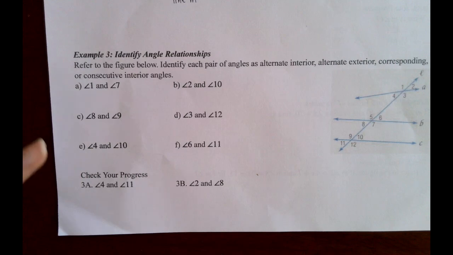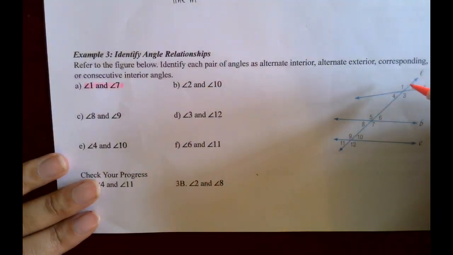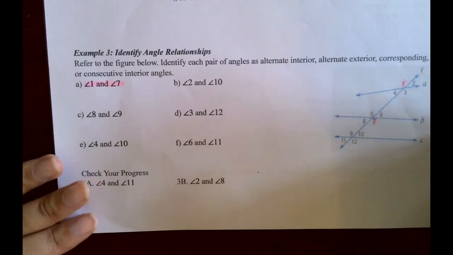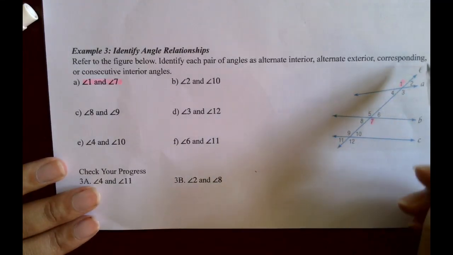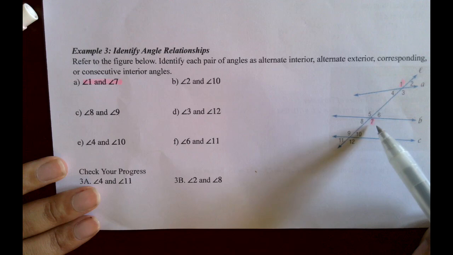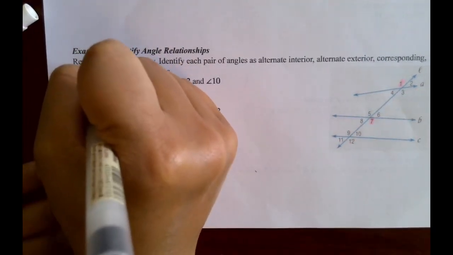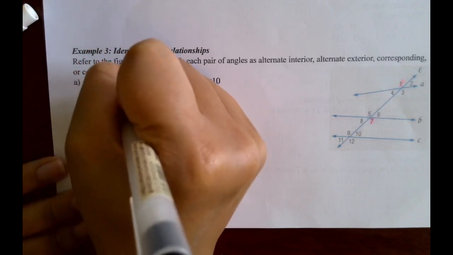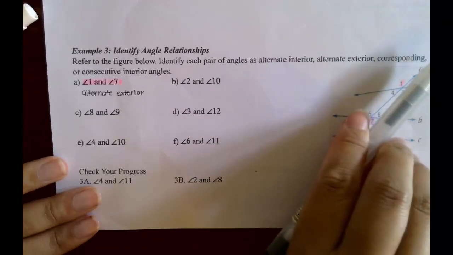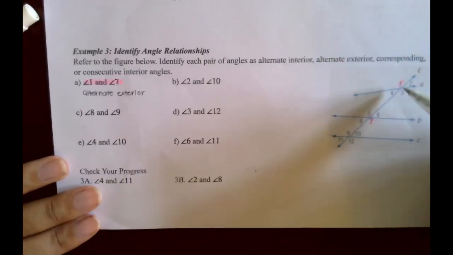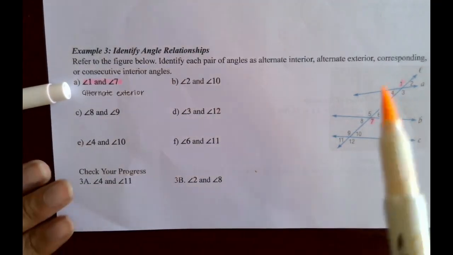Okay. So the first one here I have is angle 1 and angle 7. So angle 1 and angle 7 here. Right. So in this case, these are my pair of lines and L is my transversal. Angle 1 and angle 7 will be alternate exterior. Alternate because they're on opposite sides of the transversal, right? Angle 1 is top, angle 7 is bottom, but they're both outside of my pair. Okay. Next one is angle 2 and angle 10.